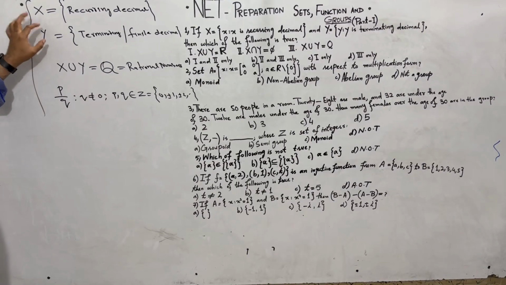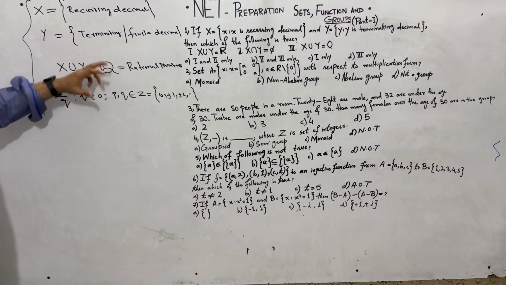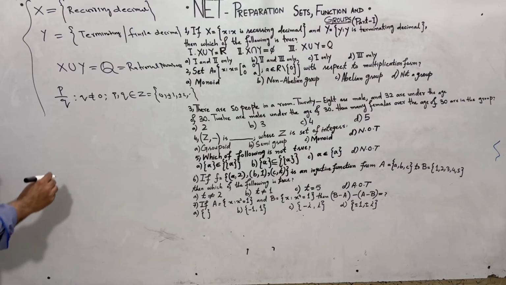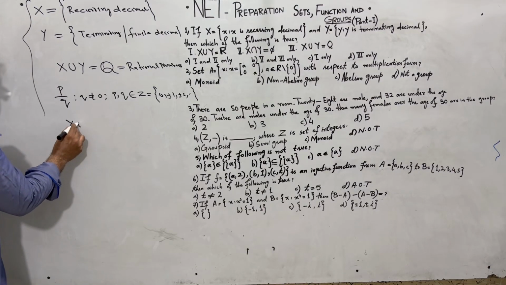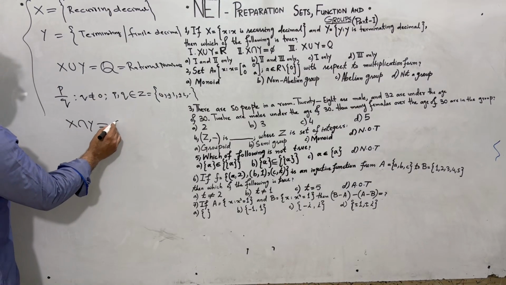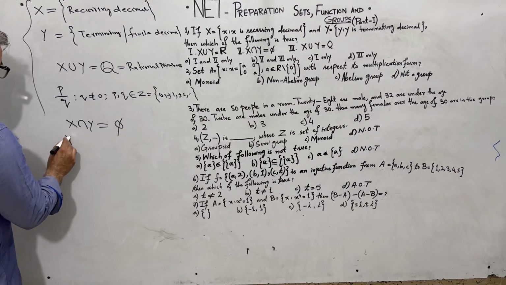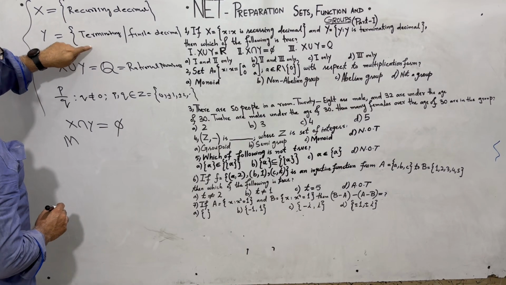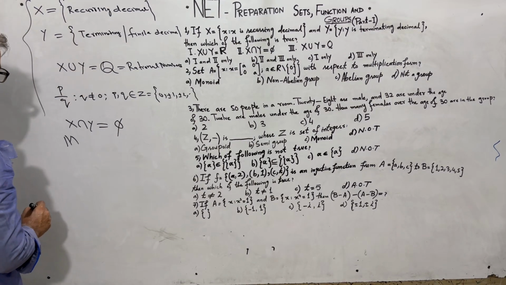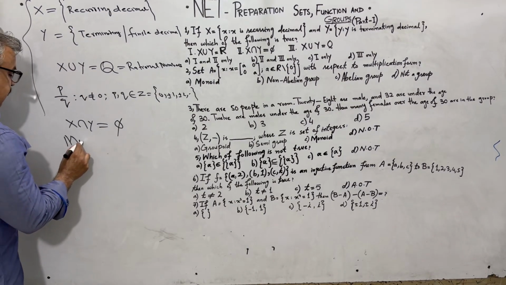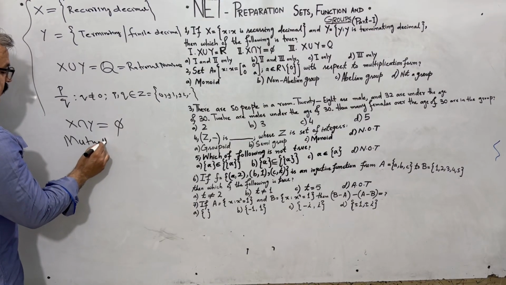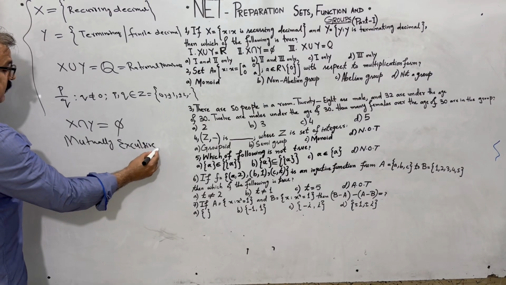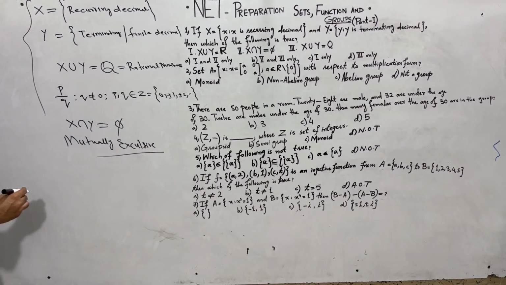We have in decimal, recurring as well as terminating. If we combine them, if we unite them, we will get the rational numbers. And furthermore, their intersection results in the null set. They are mutually exclusive. Recurring decimals are not terminating decimals, and terminating decimals are not called recurring decimals. Mutually exclusive means they intersect in the null set.